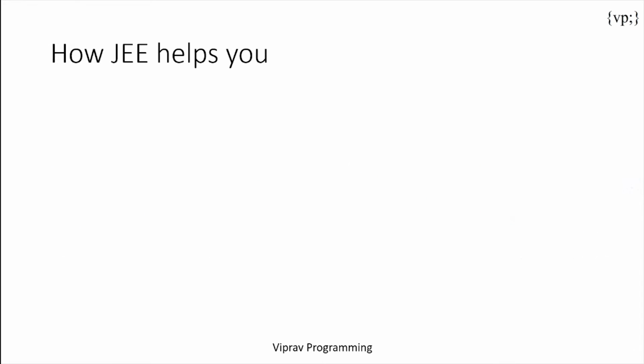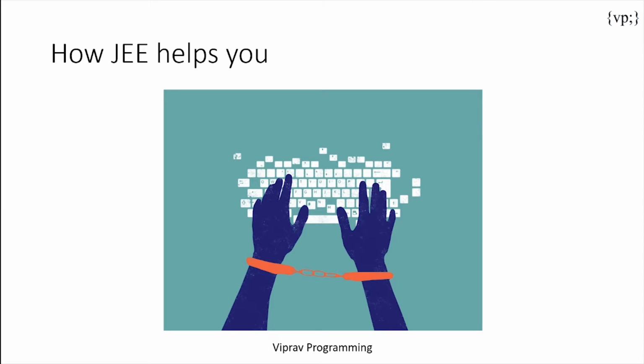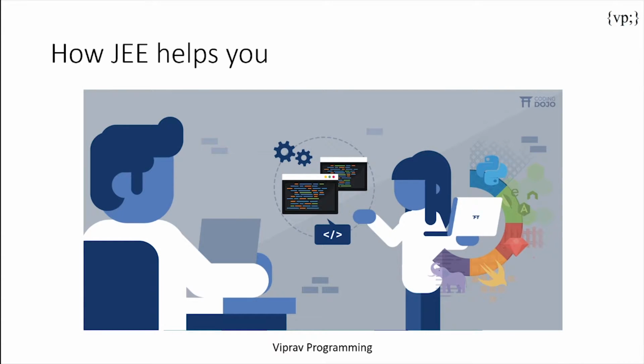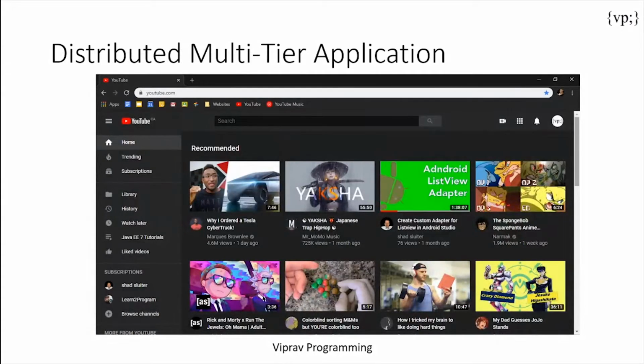Let's take a look at how Java EE helps you. As a developer, there's no need to worry if an underlying system service is being run. All you have to worry about is how your work looks, what it does, and how it works with the data. Now I'm going to tell you how every single website in the world works.